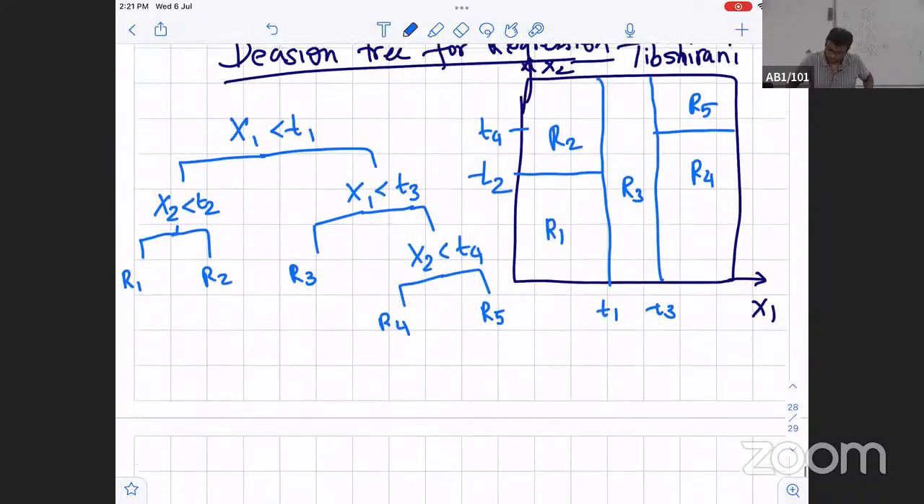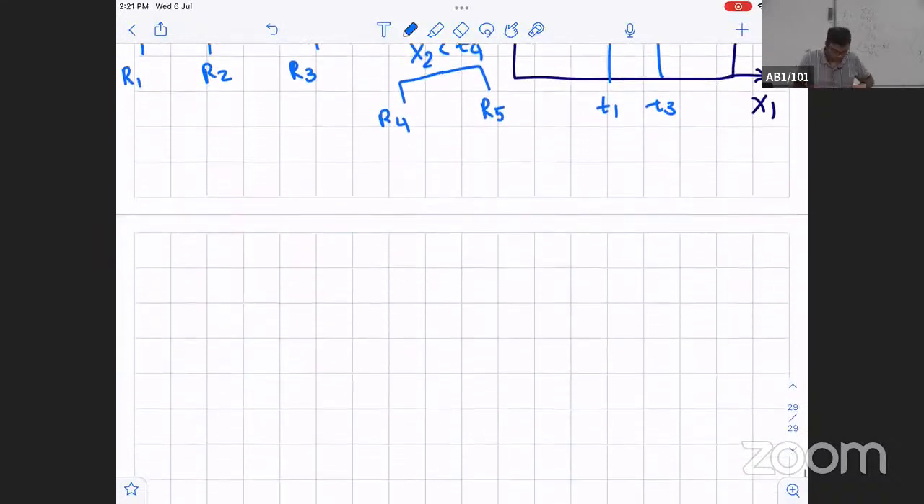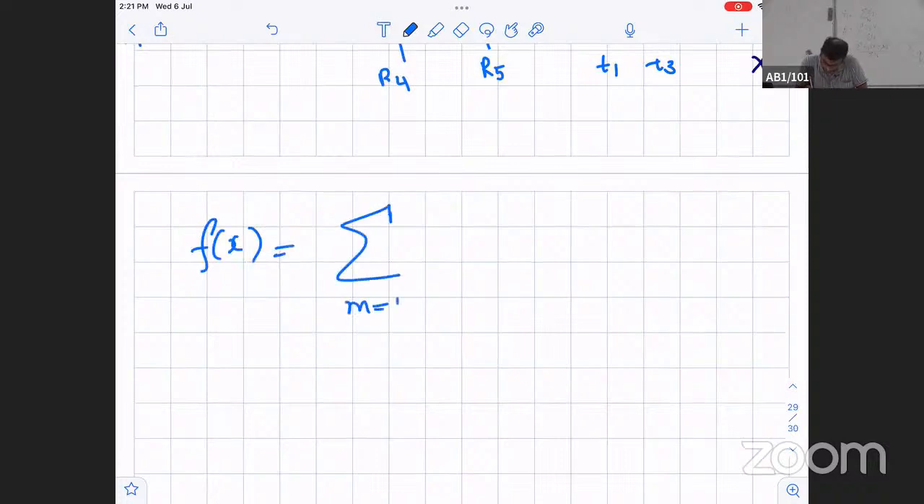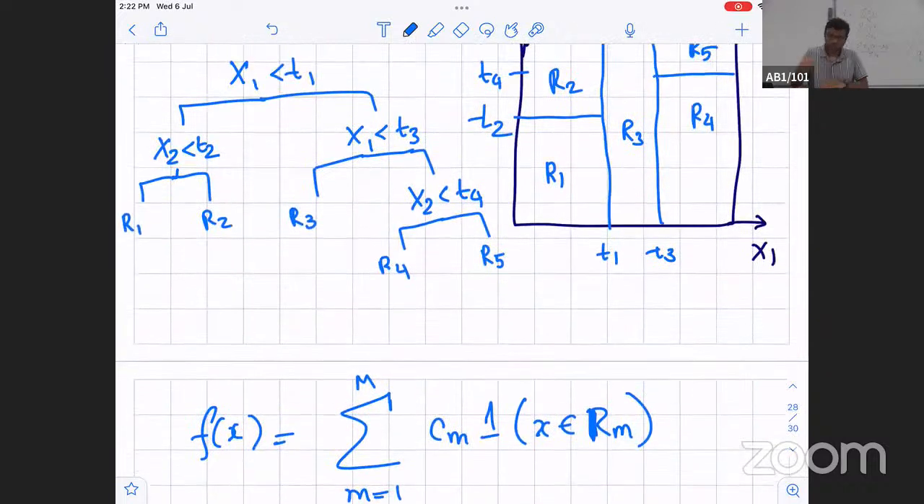For regression, for every region you will have a value. My final prediction f of x will be, let's say I have defined M regions, 1 to capital M, the sum of cM times the indicator of x belonging to RM. What is RM? Like this, R1, R2, R3. So for every region, I will fix a value. Is that all right?